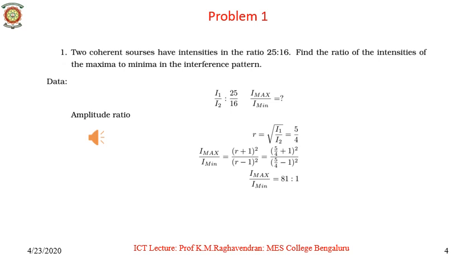Now we know that I max by I minimum is nothing but R plus 1 divided by R minus 1 whole squared. So substituting for R and simplifying, we obtain I max by I minimum as 81 divided by 1, which can be written as 81:1.